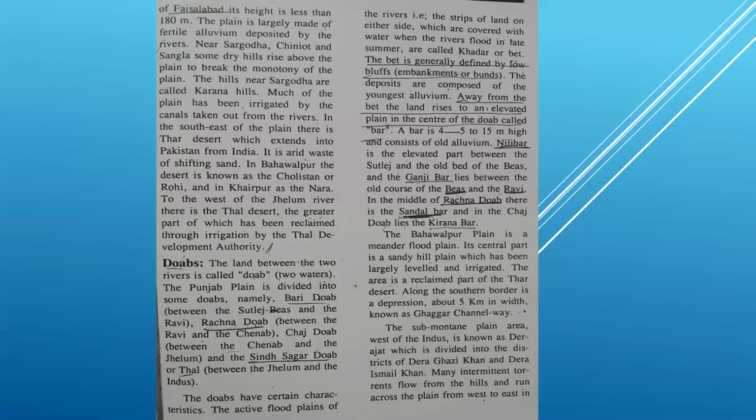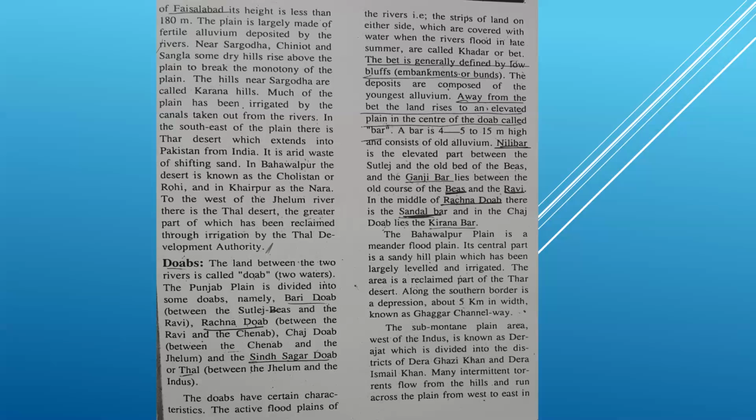Bari Doab is between the Sutlej, Beas and the Ravi, that is Bari. Then Rachna Doab is between the Ravi and Chenab, that is Rachna Doab. Chaj Doab is between the Chenab and the Jhelum. Sindh Sagar Doab or Thal is between the Jhelum and Indus River. The Doabs have certain characteristics. What are the qualities or the characteristics of Doab?